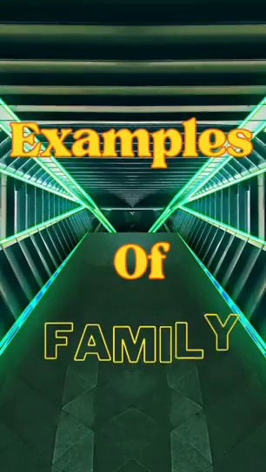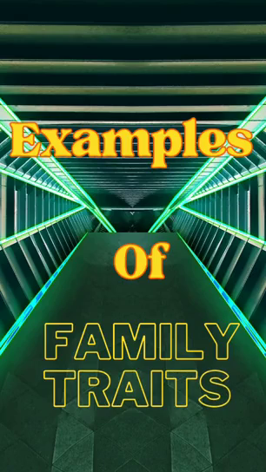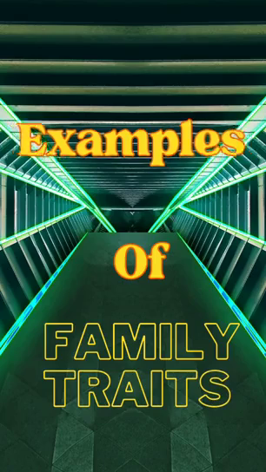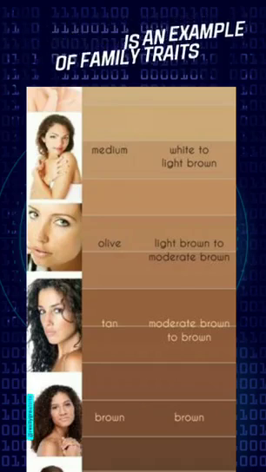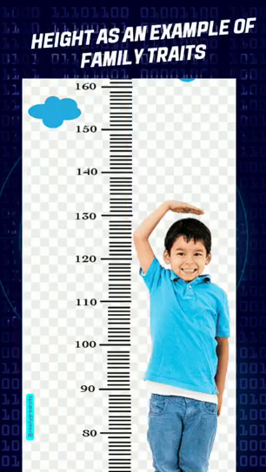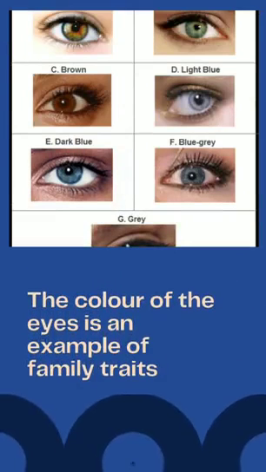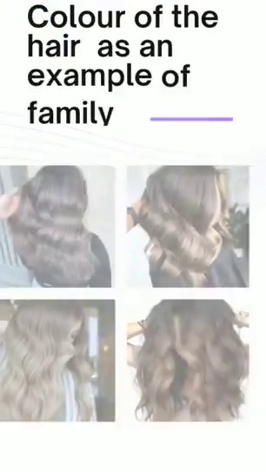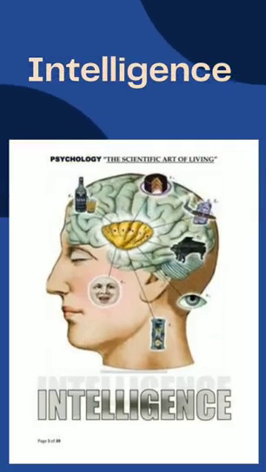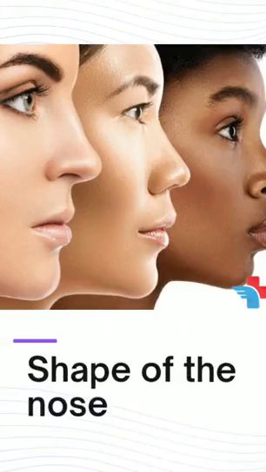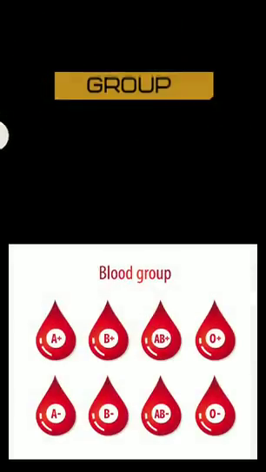And now we are going to look at some of the examples of family traits. Some of the examples of noticeable family traits include: 1. Color of the skin. 2. Height, that is tallness or shortness. 3. Color of the eyes. 4. Color of the hair. 5. Intelligence. 6. Shape of the nose. 7. Blood group. And 8.